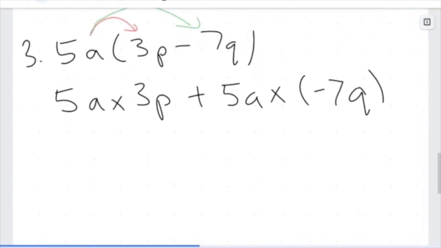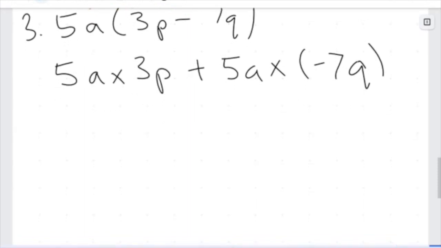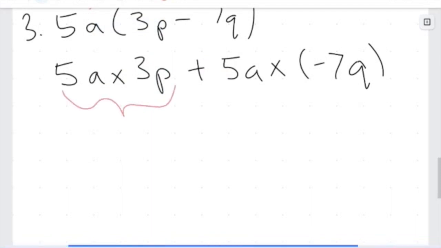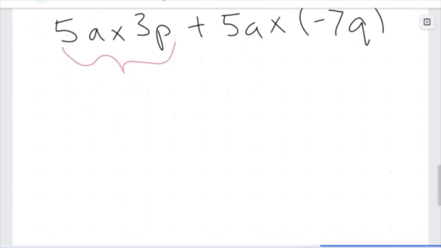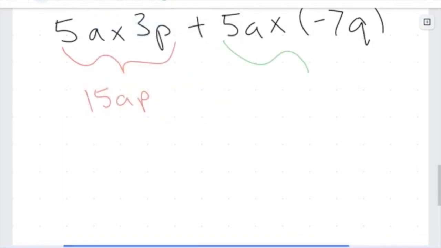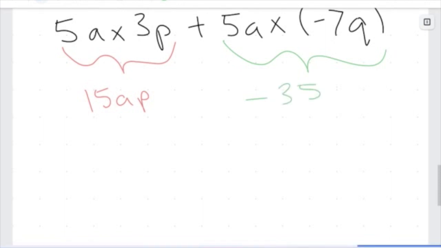Now, we've once again referred to our distributive law. This is going to be a bit of revision for multiplying algebraic terms. If you don't know this, you can go back to an old video that I've posted. But this thing here is going to simplify to 15ap. And this thing here is going to simplify to minus 35aq.